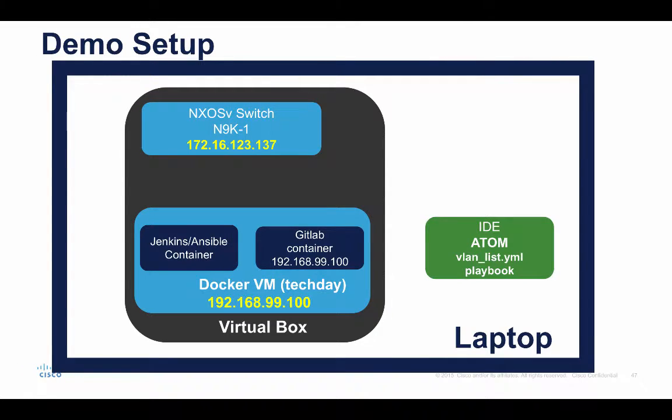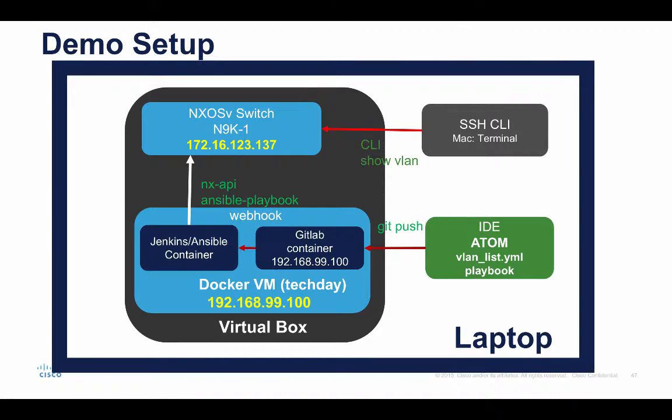And then we have our Atom, and we're going to be changing the VLAN list using Atom. Then using git push we will push it to the GitLab. GitLab will use a webhook to tell the Jenkins server something has changed. Jenkins will pull the new version of our repository, will run our Ansible playbook, and using NX-API it will configure our switch. We'll go through our CLI and verify our configuration.